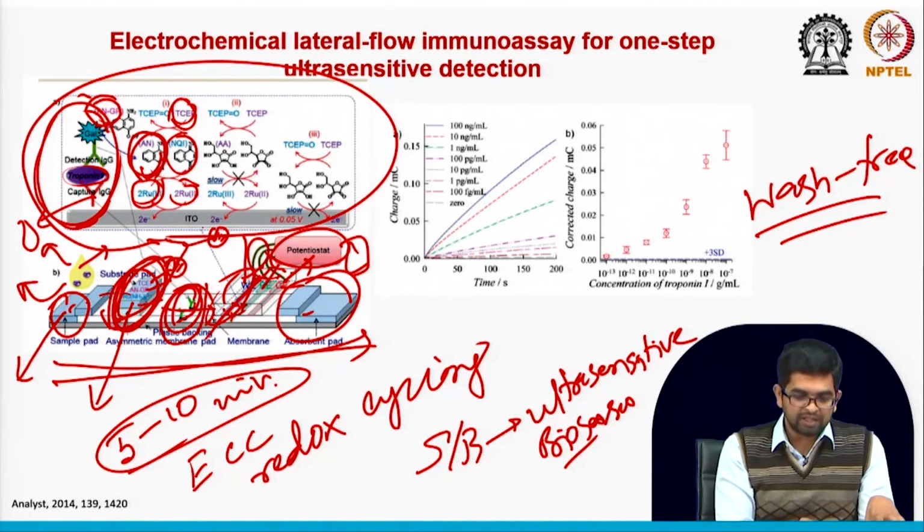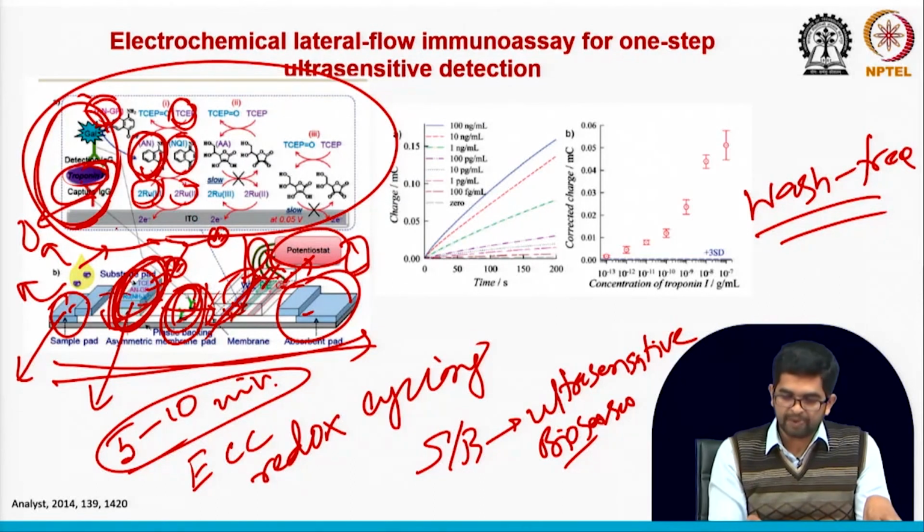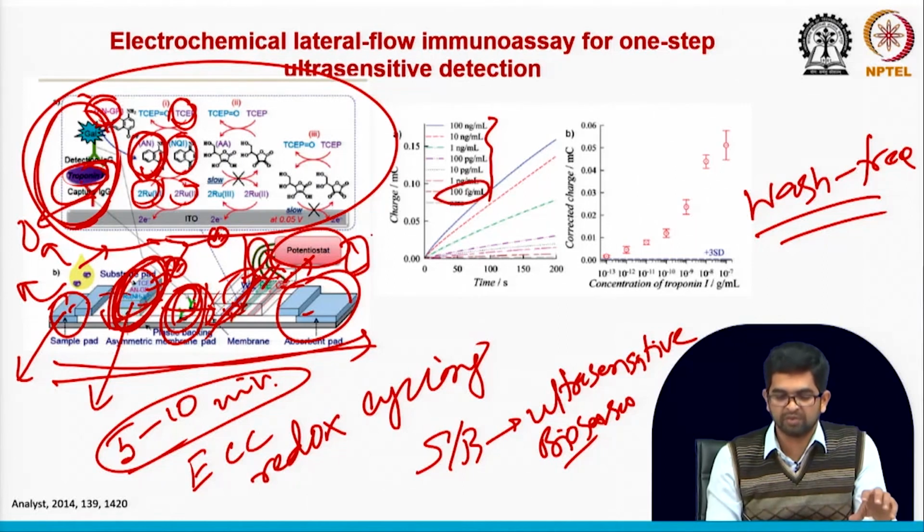We tried to detect troponin I, and here you see different concentrations of troponin I; we can detect almost 10 femtogram per ml. So we can go for ultra low detections also. From this calibration curve you can see that we can detect almost the femto level, and this kind of sensor can be designed to be very ultra sensitive.